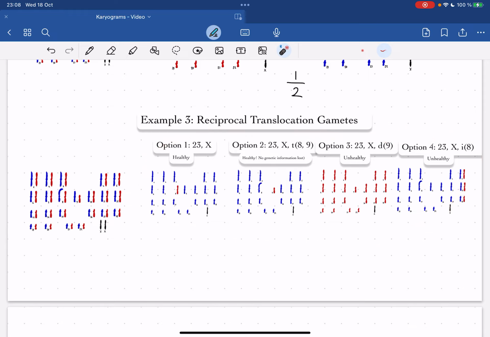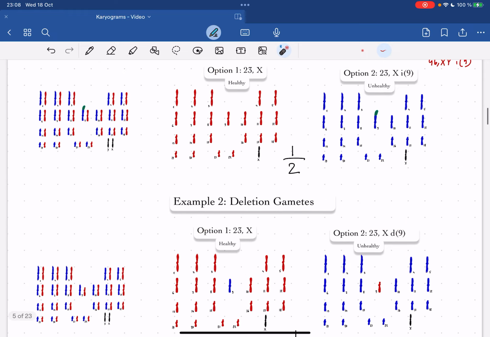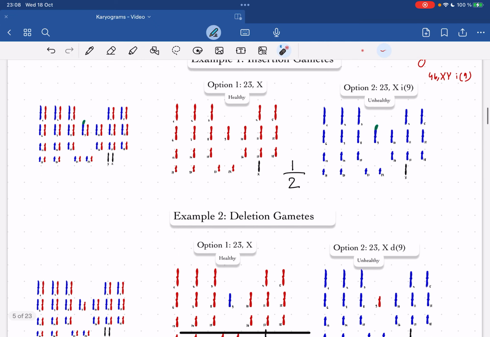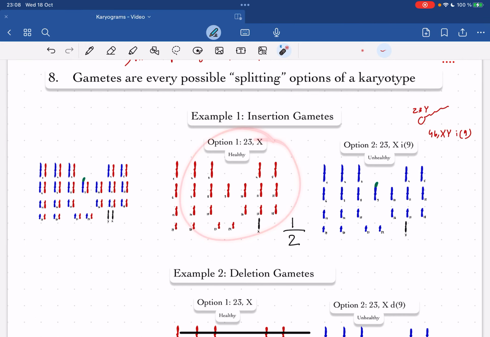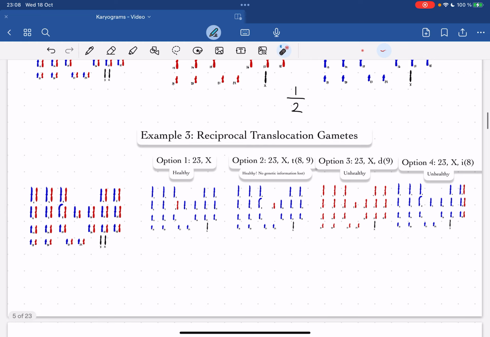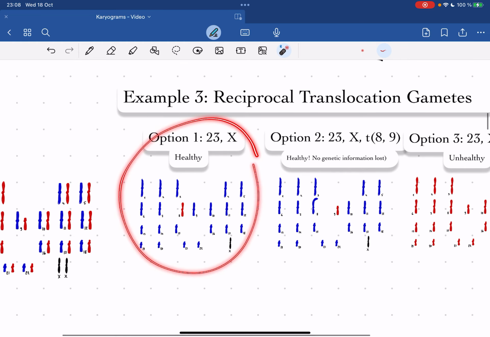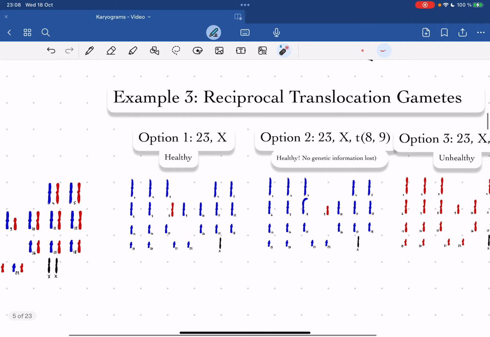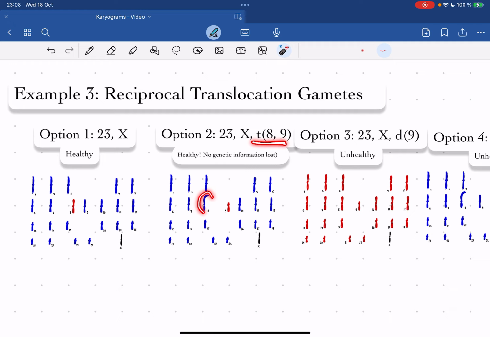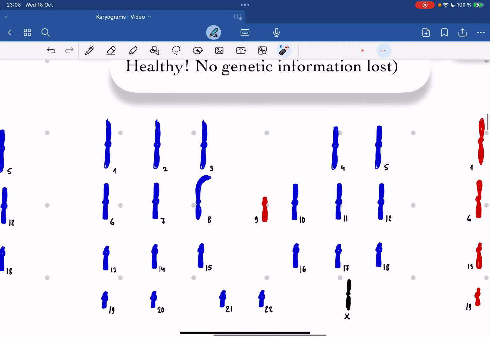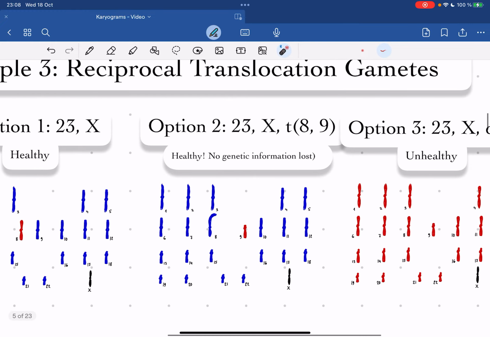It will always be like this. Even for deletion, it will only be 2 options. One without the deletion, one with the deletion. For insertion, one without the insertion, one with the insertion. For reciprocal translocation, it will be one that is completely healthy with no aberrations at all. One that has the translocation chromosomes, which means there's a gain of 0 and a loss of 0, so it's a net 0. This piece is just part of this piece, but together they form 2 chromosomes. So this would be healthy.